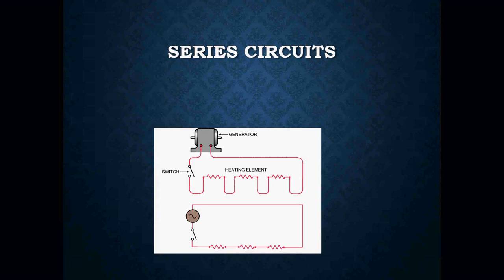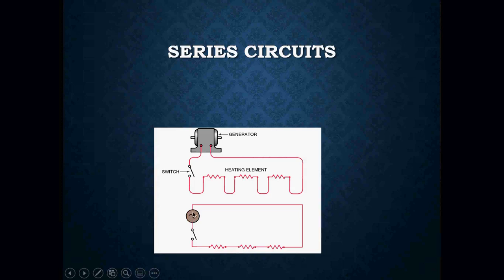So here's an example of a pictorial and a ladder diagram of a series circuit. Here is our power source, our generator, our switch, our paths, and our loads, one right after another. If one of these loads happens to break or open, the electricity would no longer be able to flow through that circuit, and the entire circuit would not work.